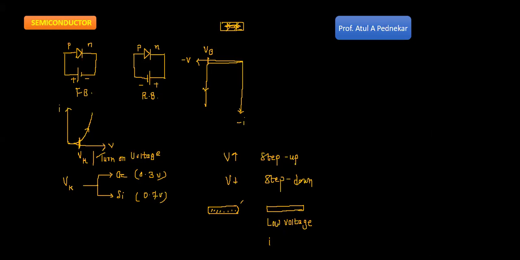Now what is the formula for power? Power is voltage into current. If voltage is reduced, then the power will also reduce.